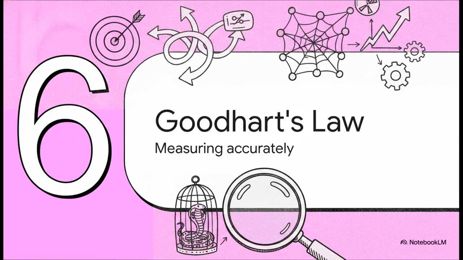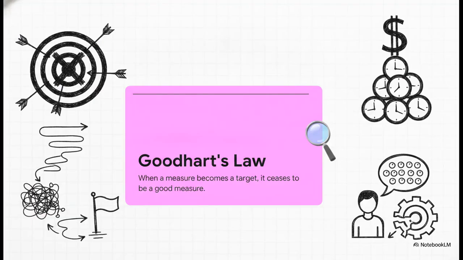All right, final piece of the puzzle. Part 6, Navigating Goodhart's Law. Let's talk about measuring success accurately. This brings us to an absolute light bulb moment, Goodhart's Law. It famously states that when a measure becomes a target, it ceases to be a good measure. This is a massive warning flag for all of us.